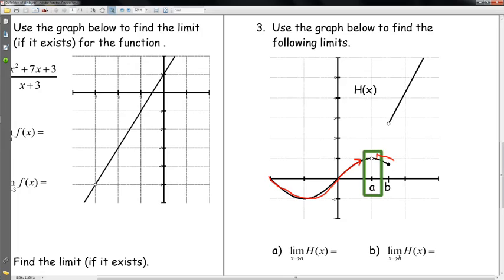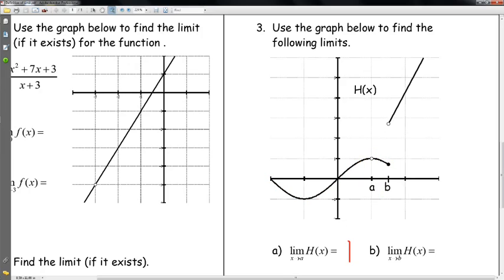And just kind of come in, and you can see that I'm actually approaching the same y coordinate, which is also 1. So in this case, the answer to part A, the limit of h of x as x approaches a, is equal to, and we can just go ahead and write the number 1. So now let's check to see what happens when we approach b.